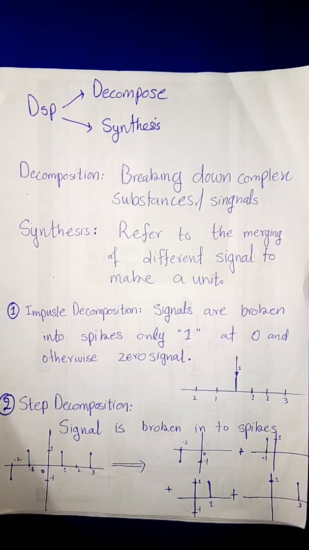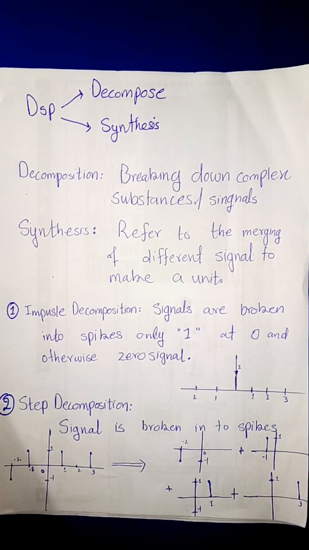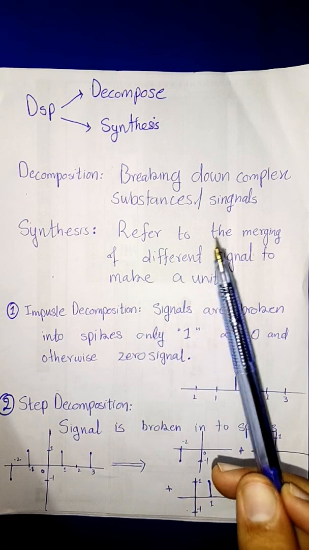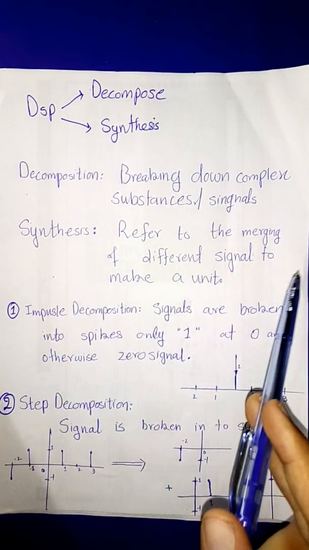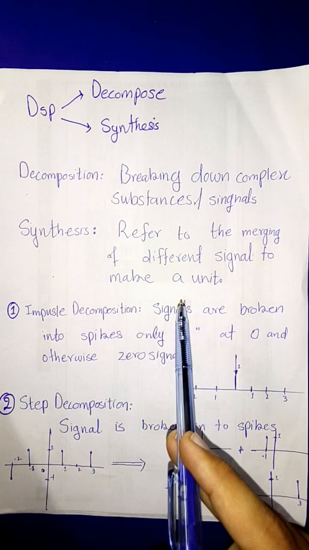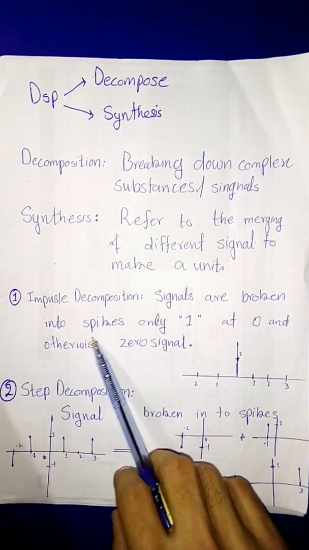decomposition and synthesis. So DSP basically is the decomposition of signals and then recomposing them, or their synthesis, into newer, more organized and well-toned signals. So what is decomposition? Decomposition is breaking down a complex substance, or signals in the case of DSP, and synthesis is referring to merging different signals to make a unit. Now, what types of decomposition do we have? I will discuss some of them very briefly.